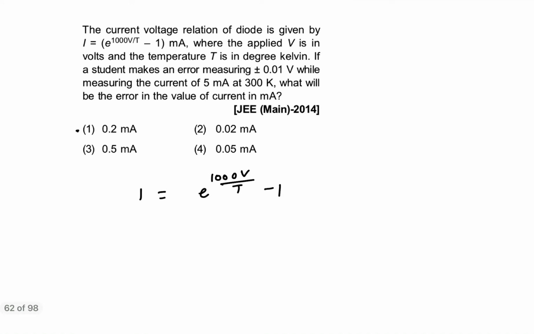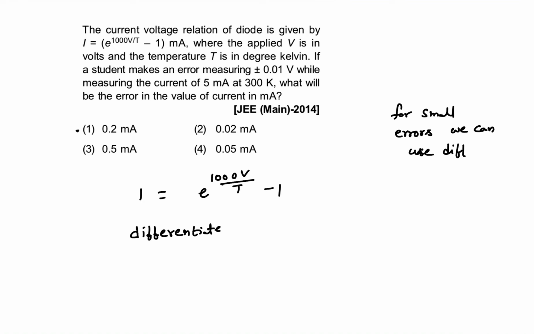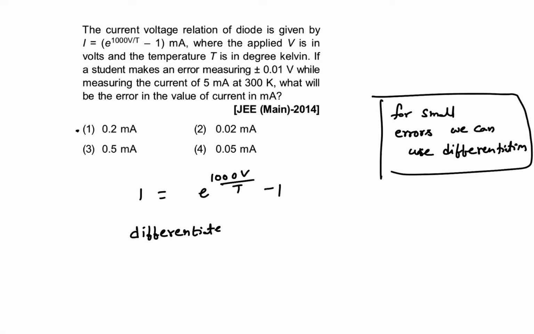First I am writing I is equal to e to the power of 1000 V by T minus 1. This is my I value. We need to calculate the error in this. So how to write the error in this? Let us consider that I am differentiating this. I already told you, wherever errors are there, for small errors we can use differentiation.